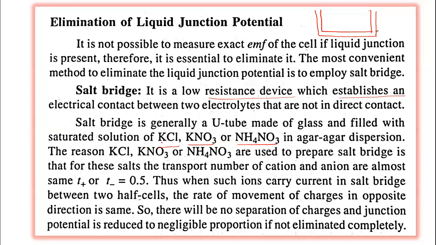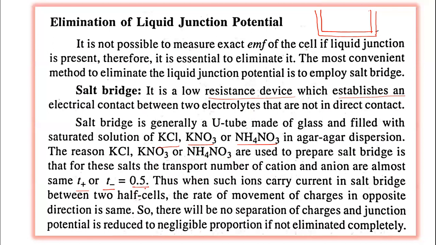Now why are these salts taken? Why are other salts not taken? Why can potassium chloride, potassium nitrate or ammonium nitrate salts be taken? These salts are used to prepare the salt bridge because in the case of these salts, the transport number of the cation and anion are almost the same. The transport number of the cation, T positive, and the transport number of the anion, T negative, are almost the same.